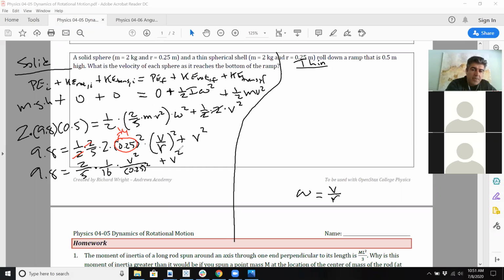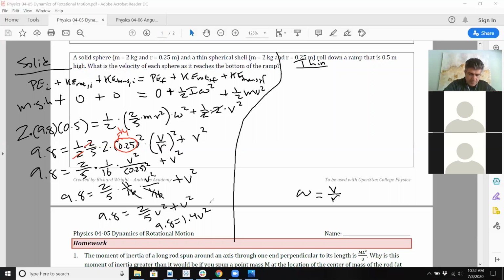If you keep moving, 0.25 squared is 1/16 again. So you have 9.8 equals 2/5 times 1/16 times v squared, and you have another 1/16 on the bottom here as well, so these are actually going to cancel out. So 9.8 equals 2/5 v squared plus v squared. 2/5 I know is 0.4. So 9.8 equals 1.4 v squared.